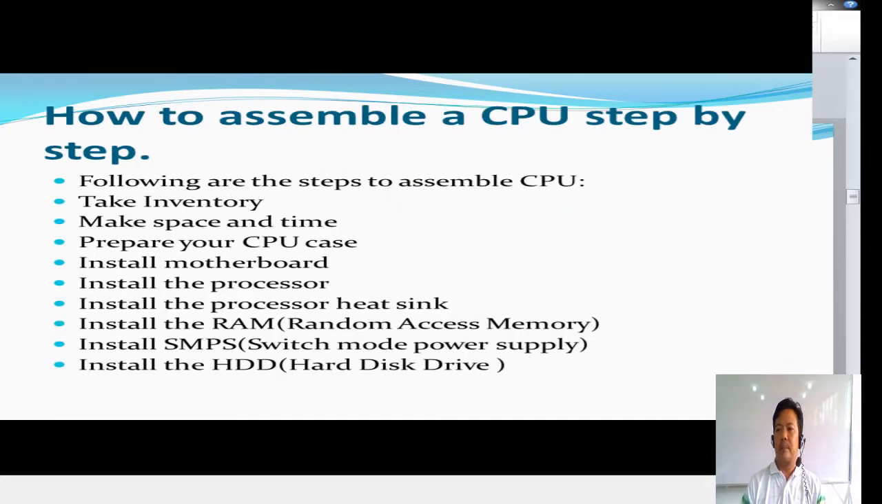So how to assemble the CPUs? This is a step-by-step process. The following are the steps to assemble the CPU. First thing is take an inventory. Okay, before you are going to remove everything inside the system unit, list down all of the components that are present. Make a list of that and then check on the status of the peripherals or components. Next is make space and time. Okay, make space and time. That will be discussed in the later part.